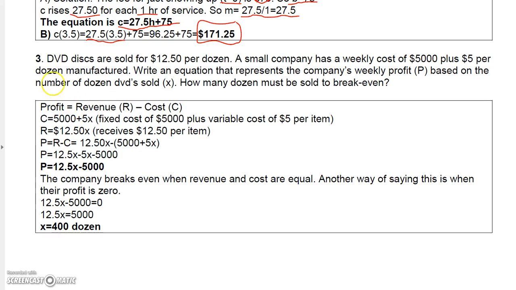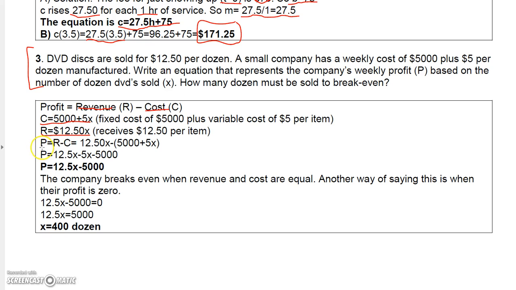I'll let you freeze the video and read this, to save a minute or two. Let me just tell you that profit is revenue minus cost, and here the cost, if you read the problem, you'll find that there's a fixed cost of $5,000 plus a cost of $5 per item, or per dozen in this case. And then your revenue would be $12.50 times the number of items, or in this case the number of dozen.